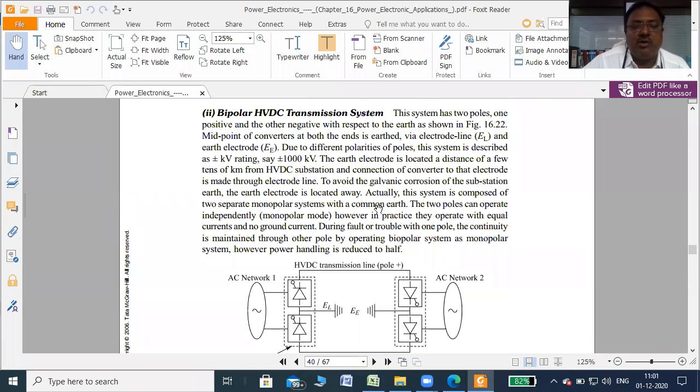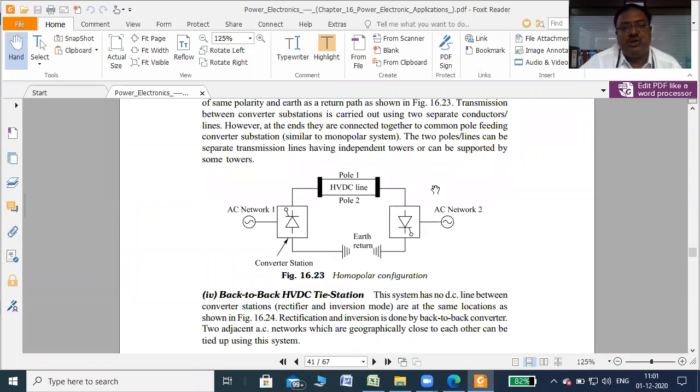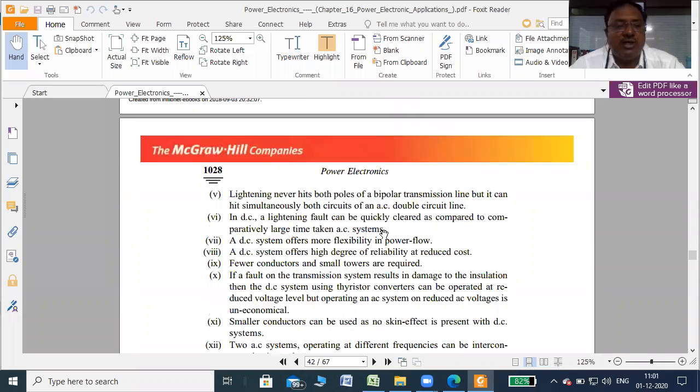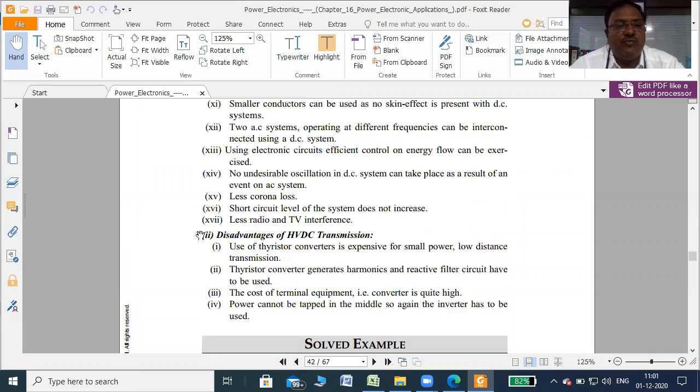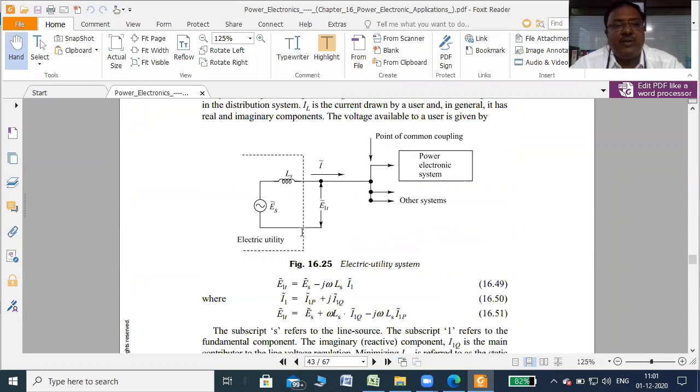For bipolar, the working or explanation is given here. Then homopolar, whose explanation is given. Then back-to-back tie connection, whose explanation is given. Then advantages and disadvantages. Approximately 15, 17 advantages are given here, and disadvantages, right?